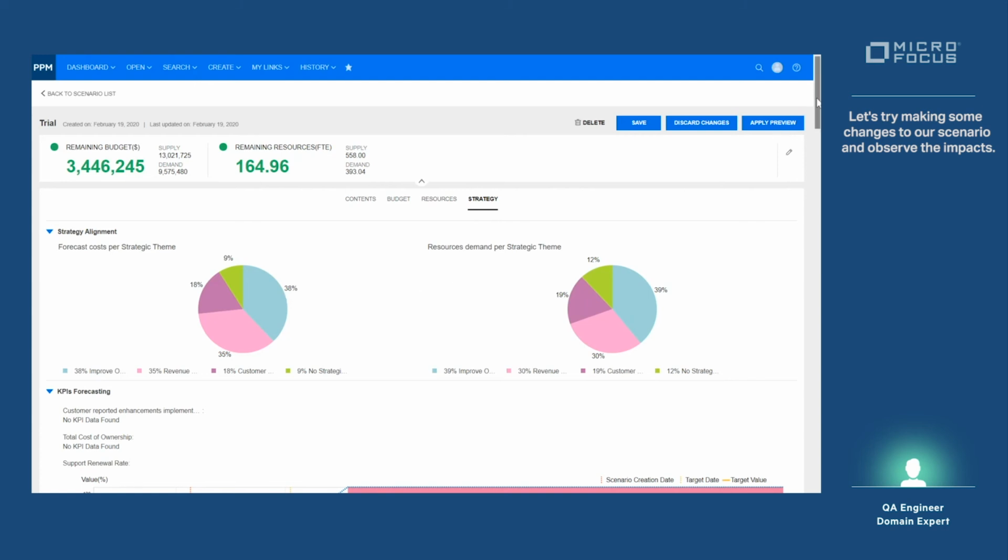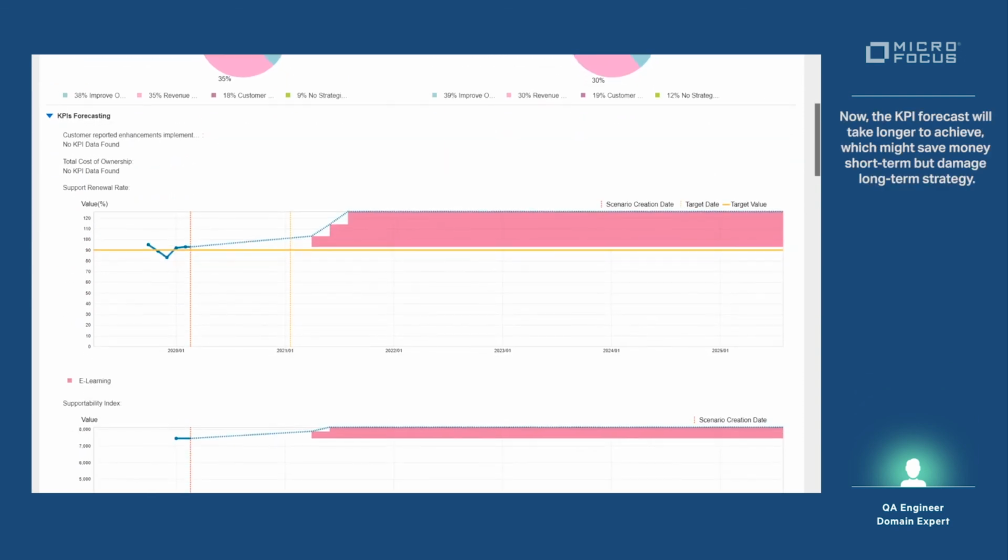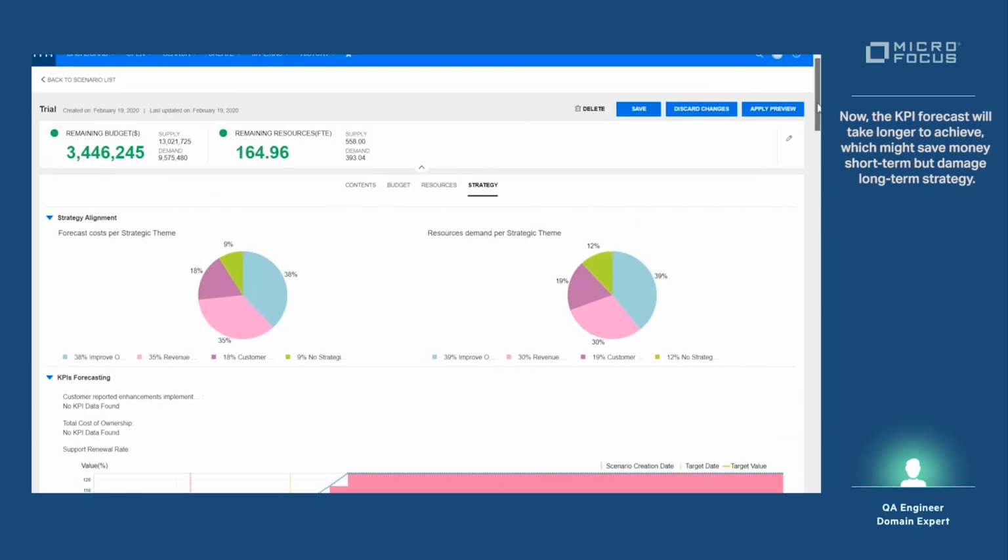And if I scroll down, we see that support renewal rate KPI, only e-learning is tracking against that particular KPI. Now that we've taken the voice to mail project out of the portfolio, we are less likely or a longer timescale to deliver against that particular KPI and business goal.